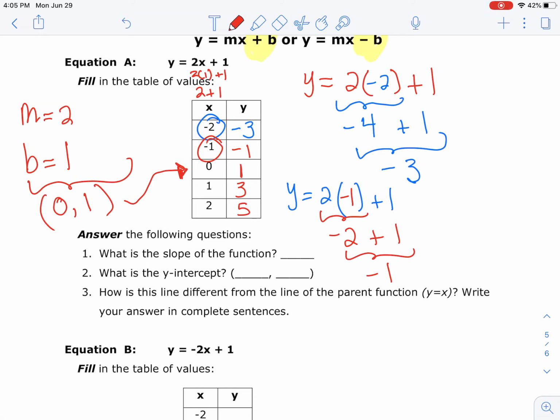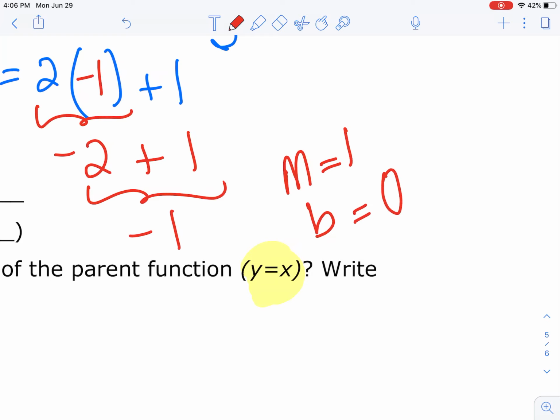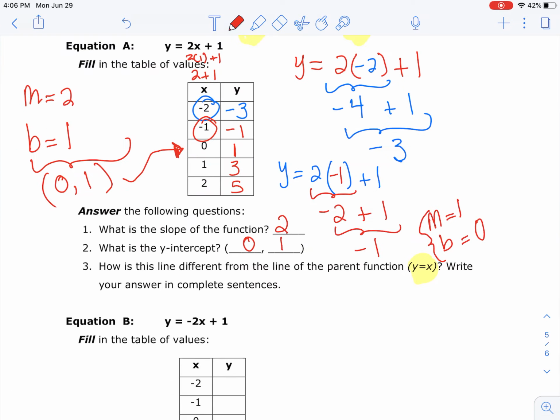Answer the following questions. What is the slope of the function? Okay, so we already know the slope is 2. We identified that from the function. What is the y-intercept? Well, the y-intercept is at 0, 1. We see that in the equation and the table of values. How is this line different from the line of the parent function y equals x? Write your answer in complete sentence. Well, in y equals x, there are no transformations being made. Your m is 1 and your b is 0 when it comes to the parent graph.